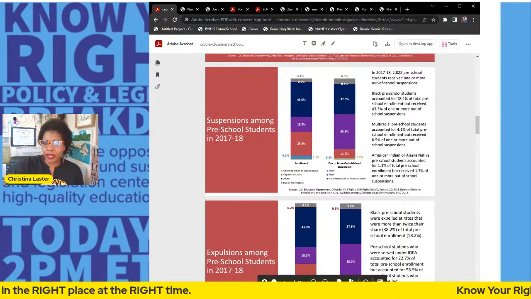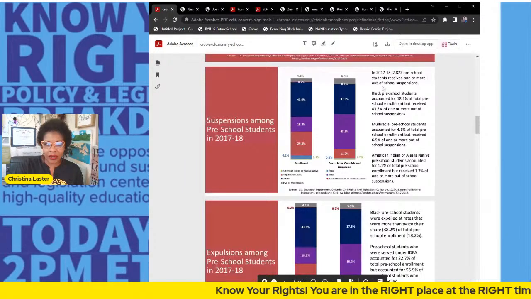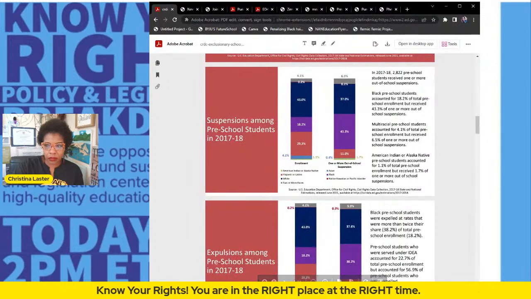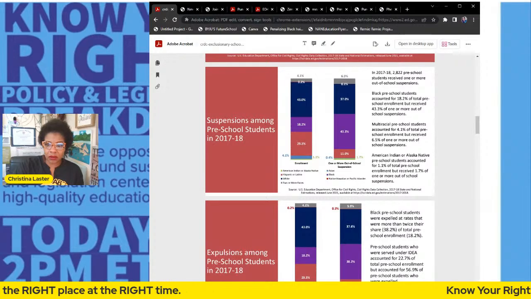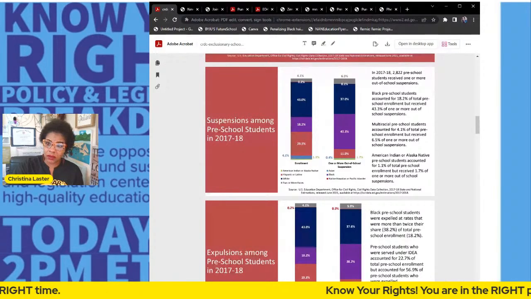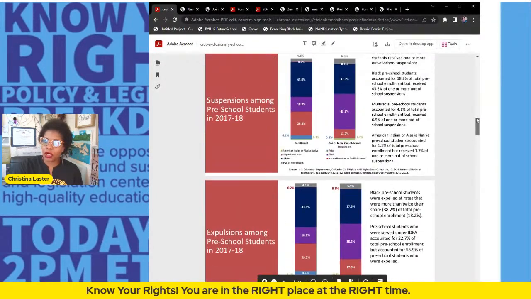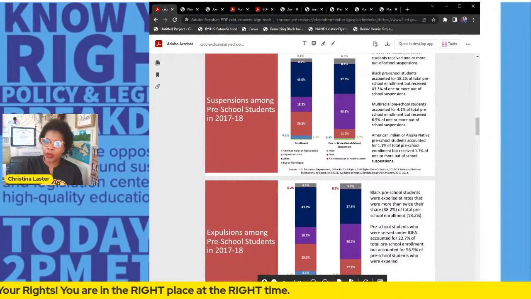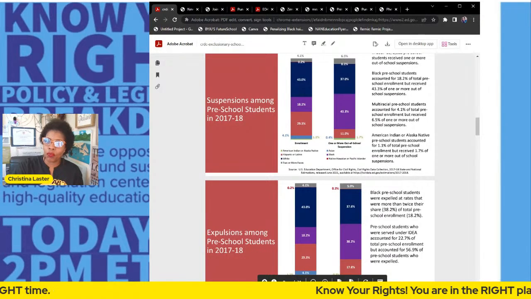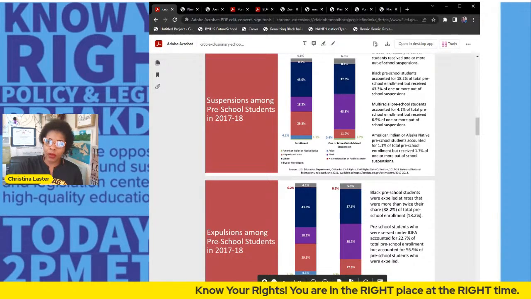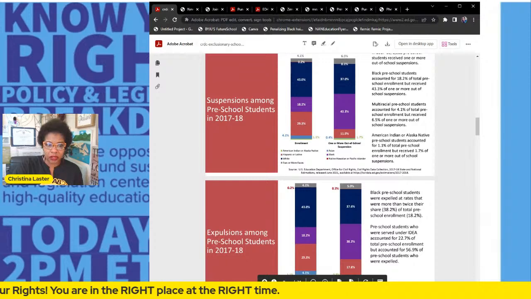So as you can see right here, 2,822 preschool students, okay, received 1 or more out of school suspensions. That's a lot. Just saying. What are they doing, right? And how is that helping them to learn? Okay, so here it is broken down a little bit more. Black preschool students accounted for 18.2% of the total preschool enrollment, but received 43.3% of 1 or more out of school suspensions.